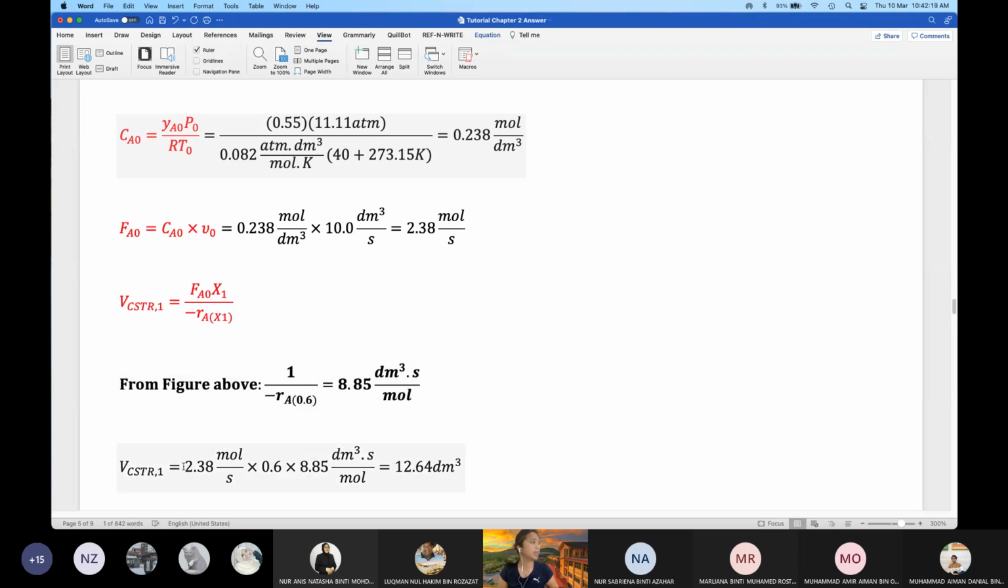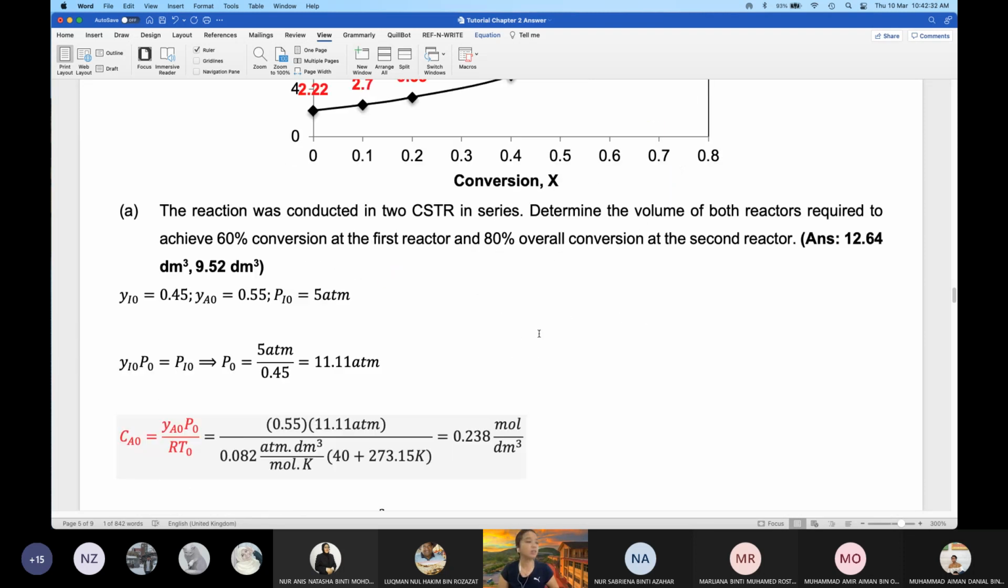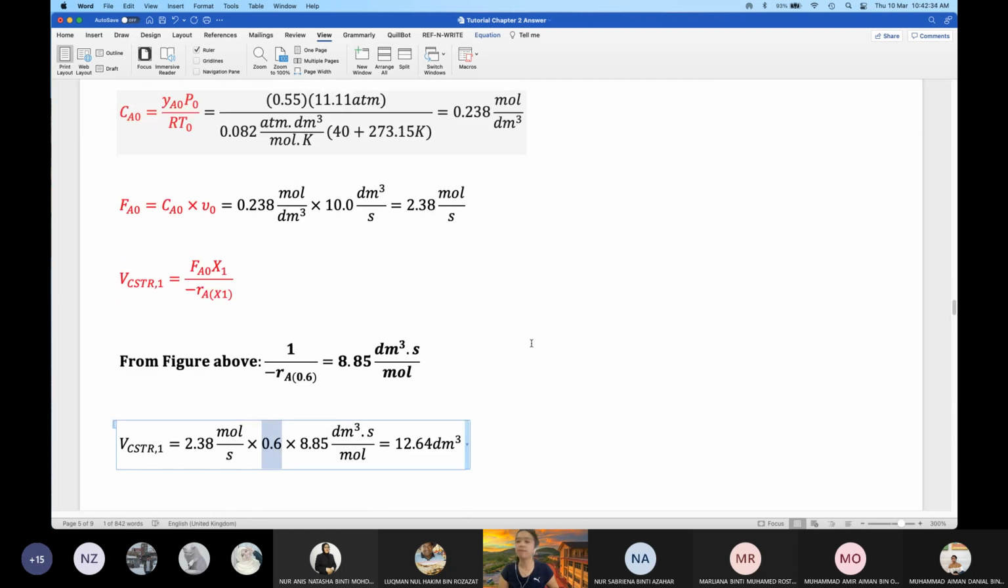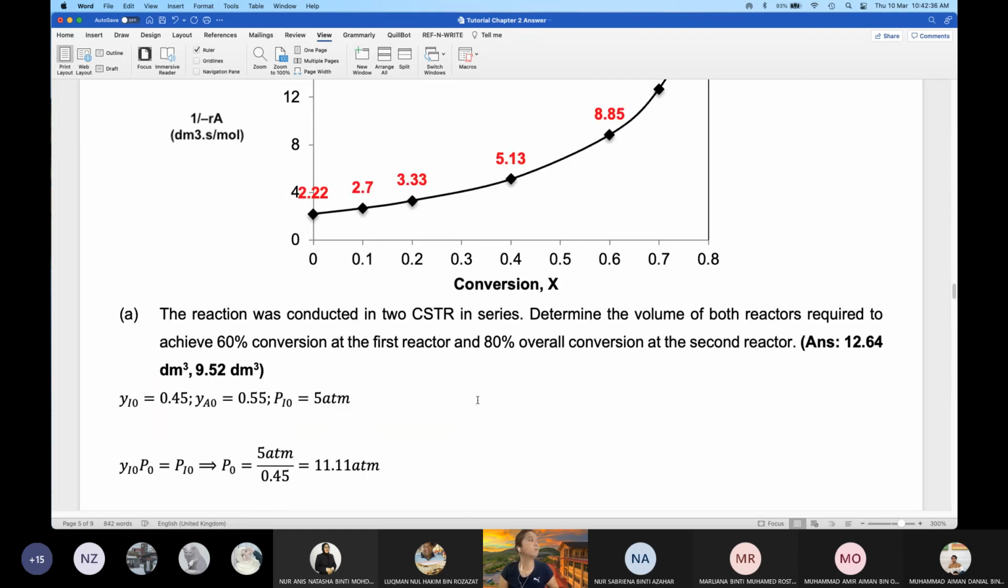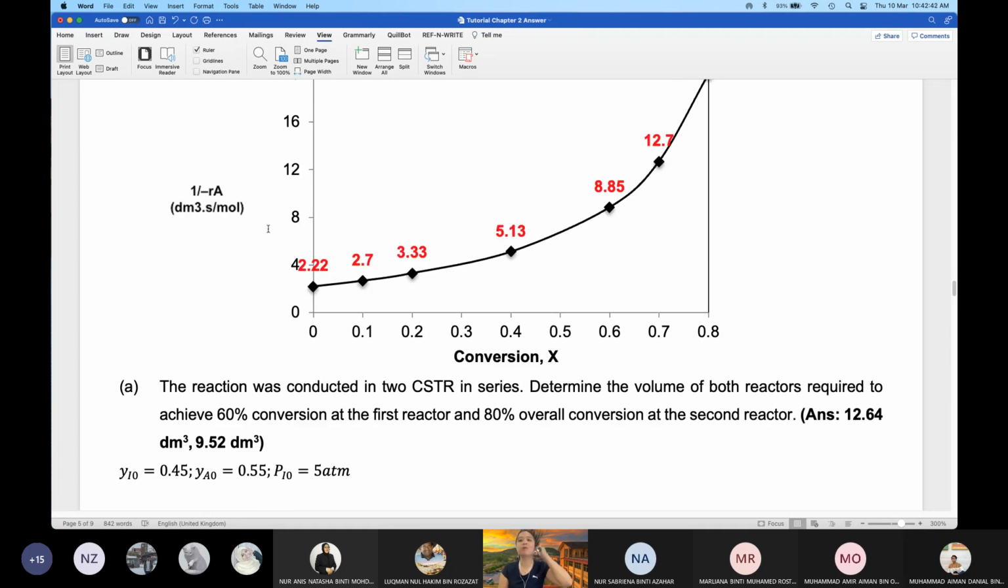FA0 kamu 2.38 from here. X1 0.6. At 0.6 my 1 per minus RA 8.85. So darab dengan 8.85. Oh darab. Sebab ni kan 1 per minus RA, jangan lupa. Dia bukan minus RA, ni adalah 1 per minus RA. So terus darab, tak boleh bagi.